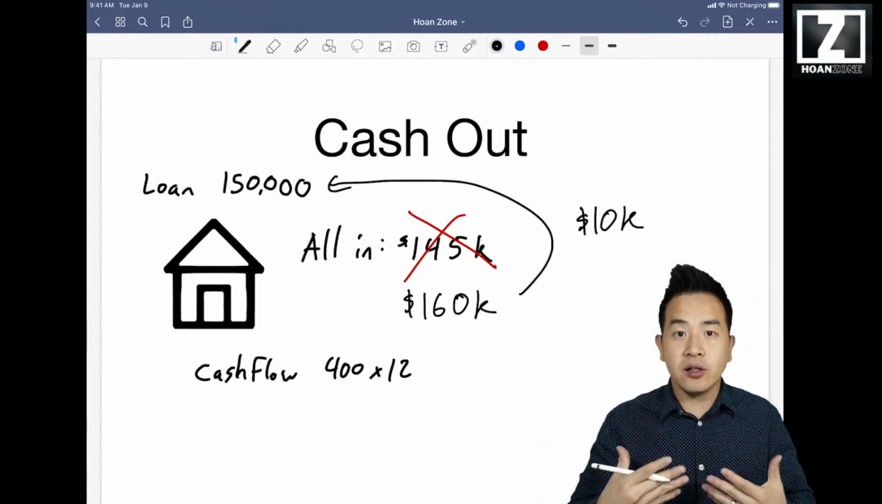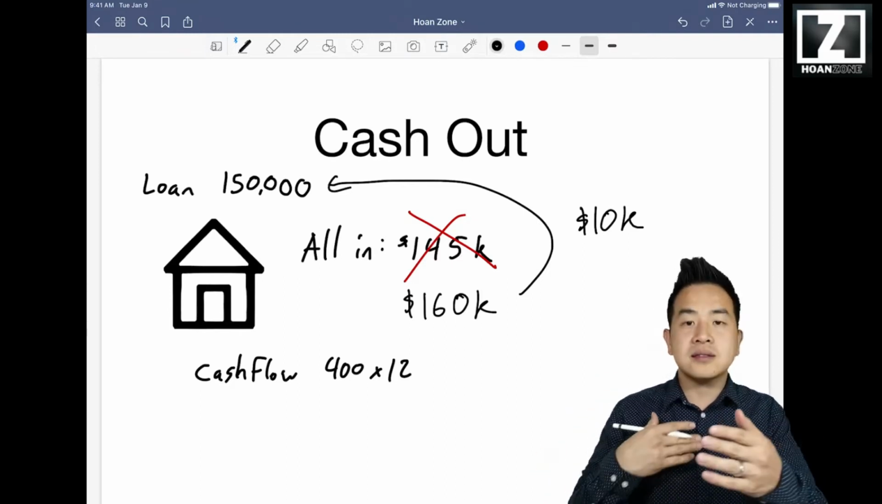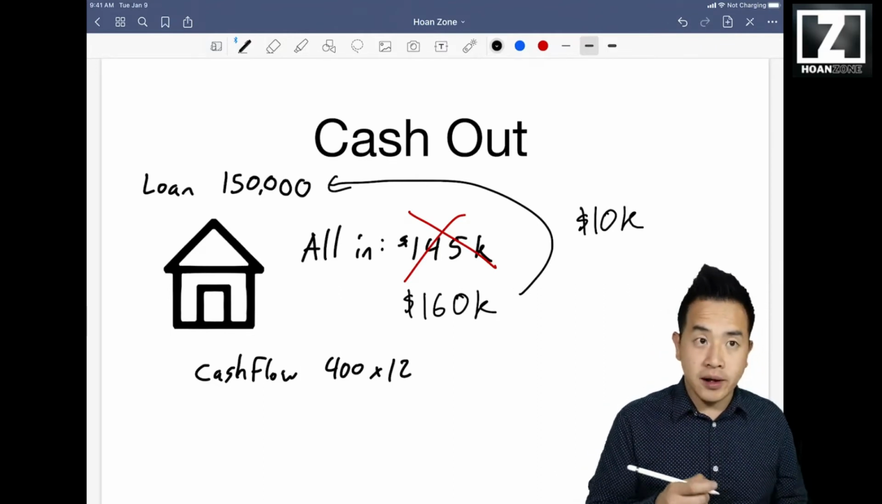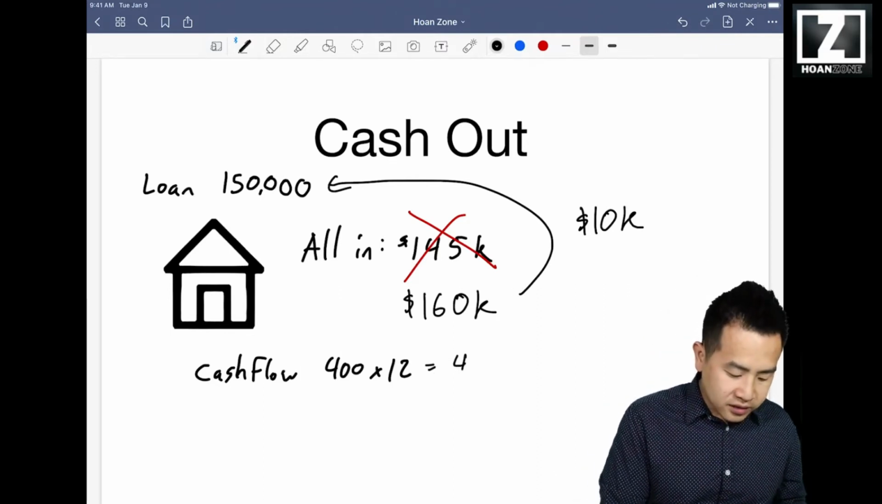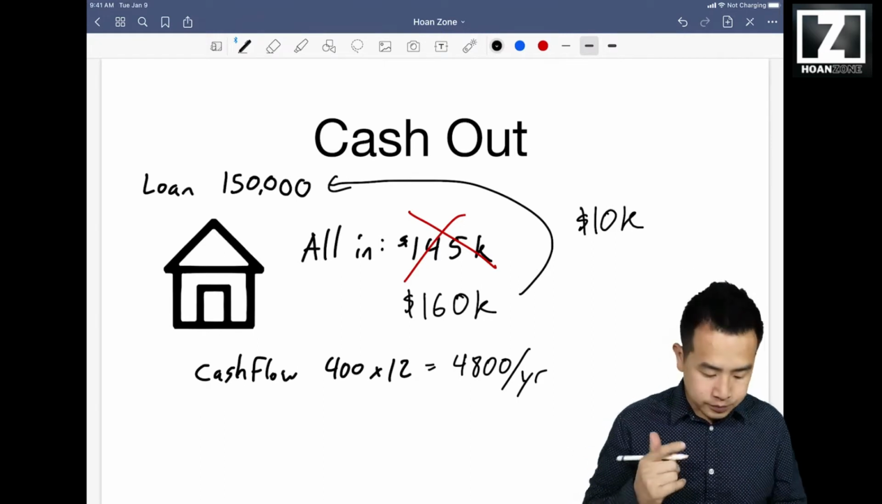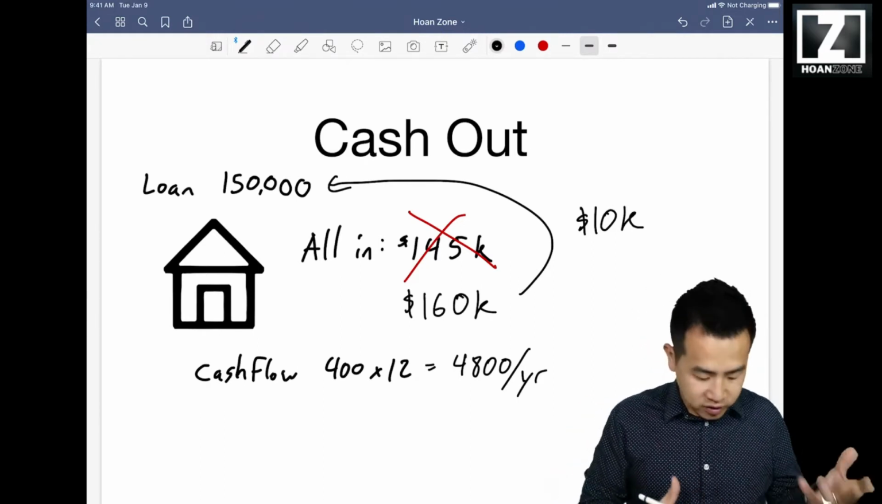That means I have $10,000 of my own money stuck in the deal. Is that a bad deal? Well, let's take a look at it from another way. Remember the cash flow is $400 a month times 12, which is $4,800 per year. That's what I'm making per year from cash flow. What I want to do is calculate what they call your cash on cash return.